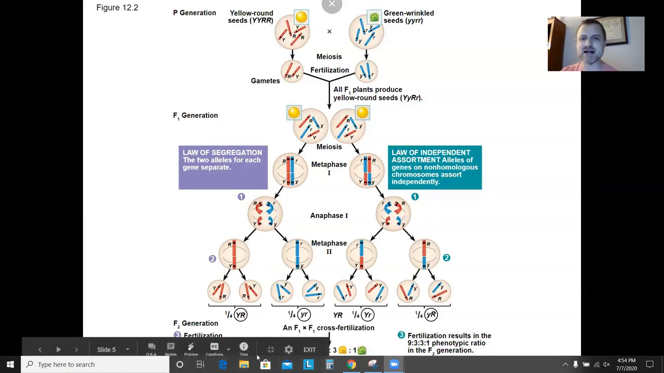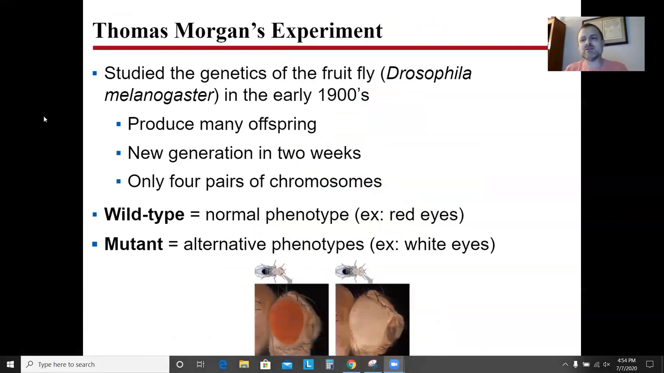This is a complex diagram, but this should make sense to you. So we need to get into probably the second most famous father of genetics. This guy came about 50 years after Mendel. This is Thomas Morgan. Thomas Morgan experimented with fruit flies. I believe he actually got the Nobel Prize.